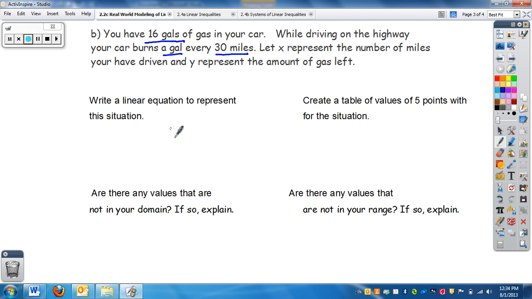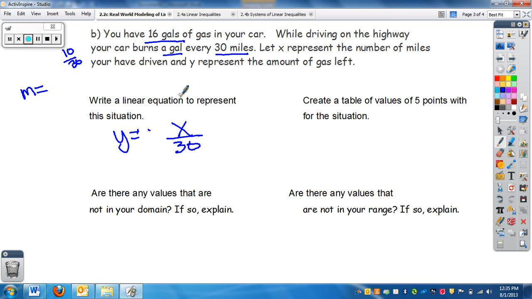So X is the number of miles, so we know it's going to be Y equals X. Remember, we need to say our M. So it burns 1 gallon every 30 miles. So you have to think to yourself, well, what if I only went 10 miles? How do I figure out how many gallons I have burned? Well, you would do 10 divided by 30. So your equation would be X over 30. Because every 30, if you divide by 30, if you drove 30 miles, and this would be 1, you burn 1 gallon.